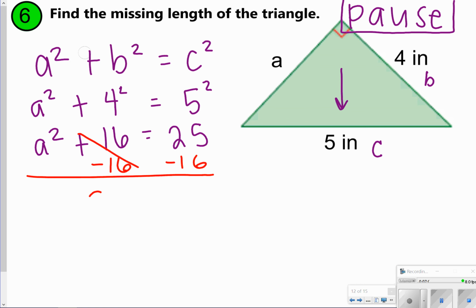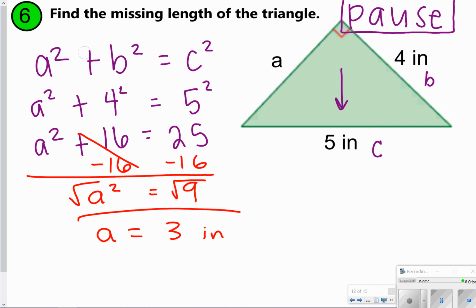These two cancel out, so I'll have A squared is equal to 9. And then all I have to do now is just find the square root of each one. The square root of A squared is A, and the square root of 9 is 3. So my answer for number 6 should be 3 inches.